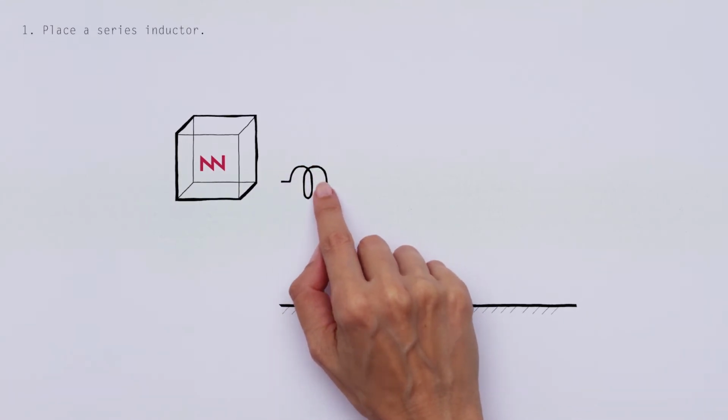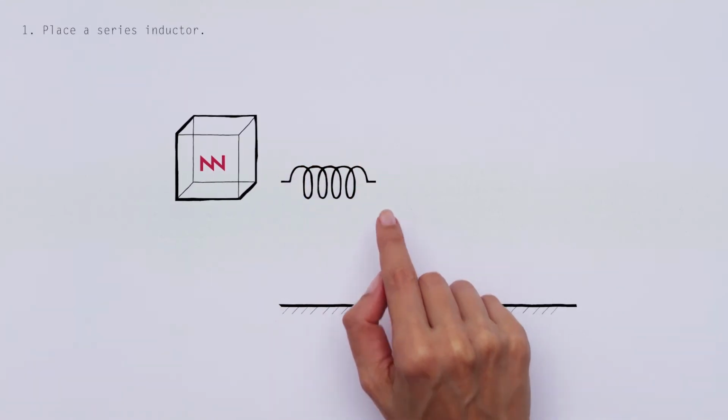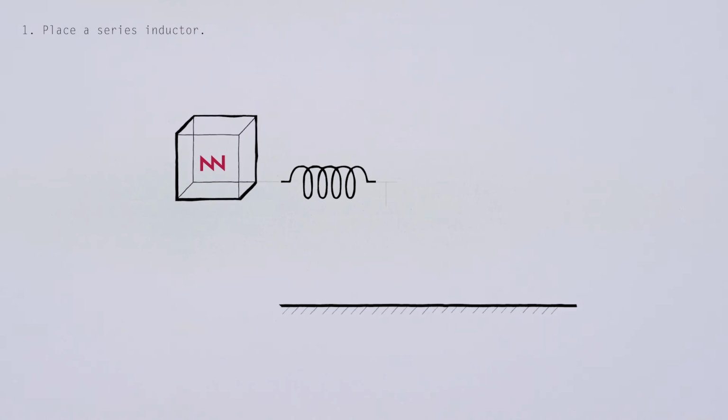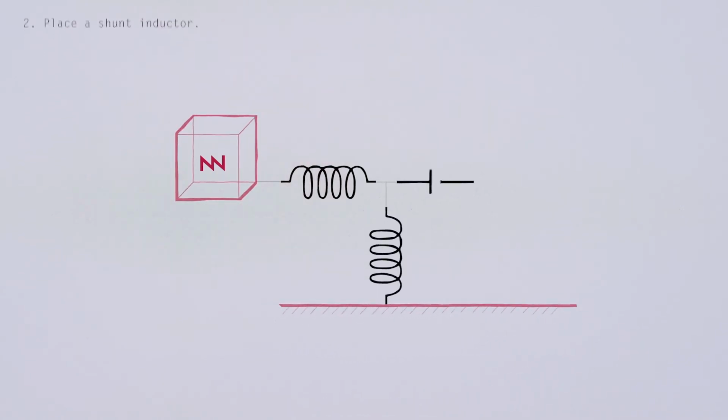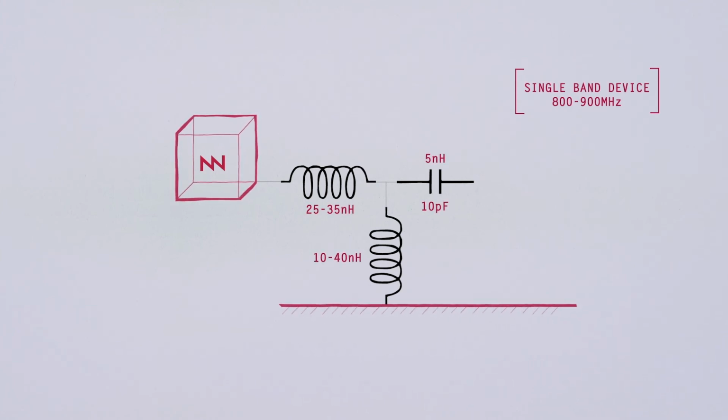First, place a series inductor in the PCB to compensate for the booster's capacitive impedance. Then, a shunt inductor to match. You might need a series component to fine-tune the frequency response. If you were working on a device running within 800 to 900 megahertz, these would be the approximate component values.